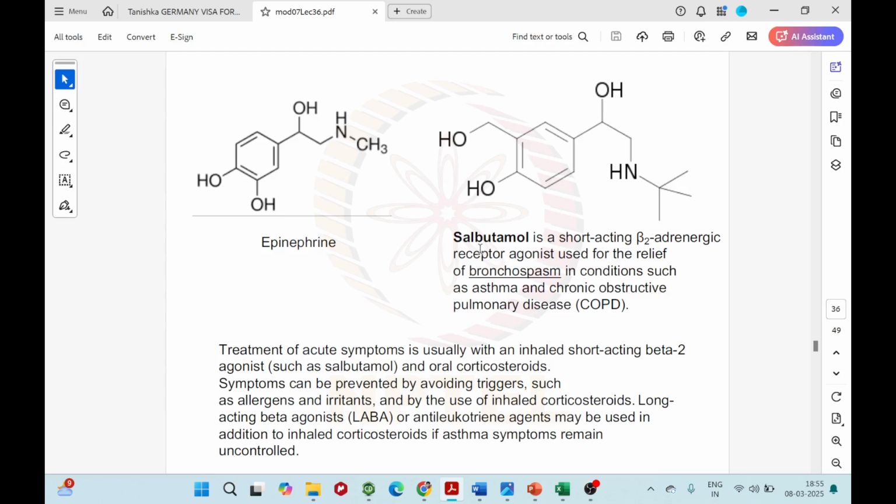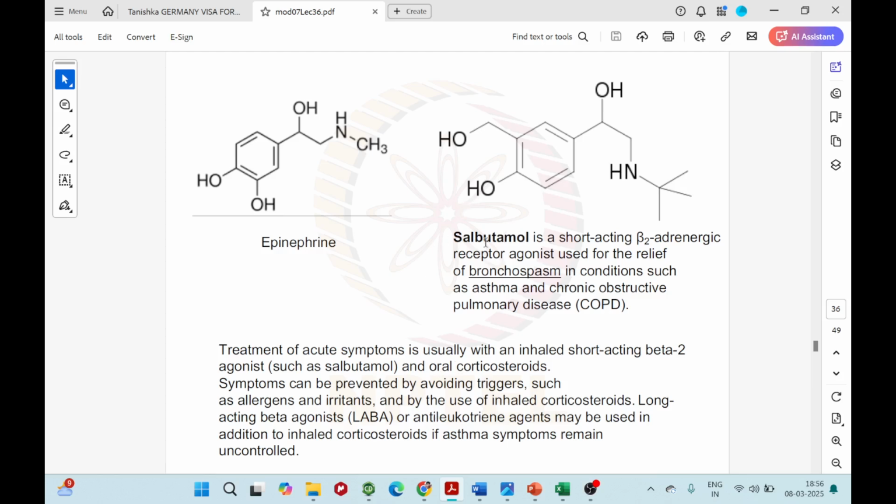This is the epinephrine molecule, and this is salbutamol. You can see that structure-wise they are almost similar. So in place of epinephrine, salbutamol can be given, which is for the treatment of acute symptoms, usually with an inhaled short-acting beta 2 agonist, and oral corticosteroids. Symptoms can be prevented by avoiding triggers such as allergens and irritants.